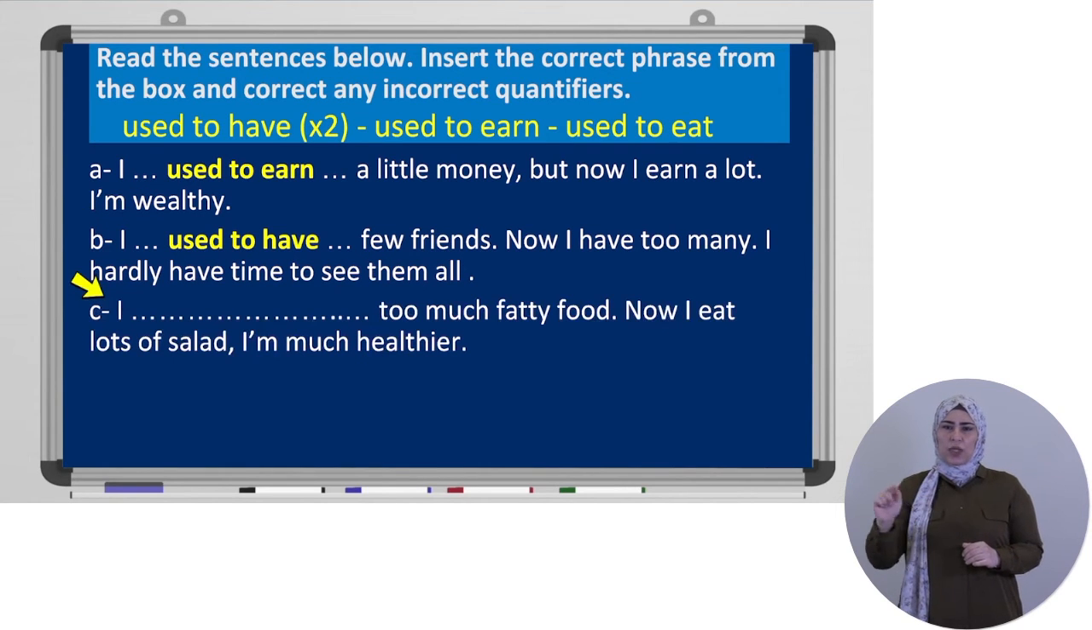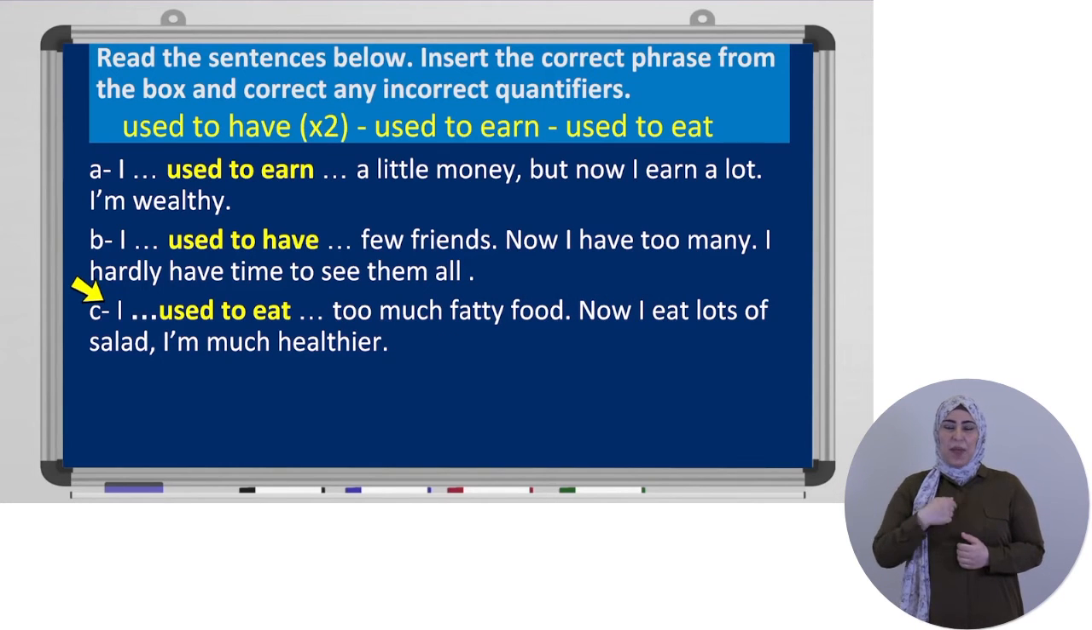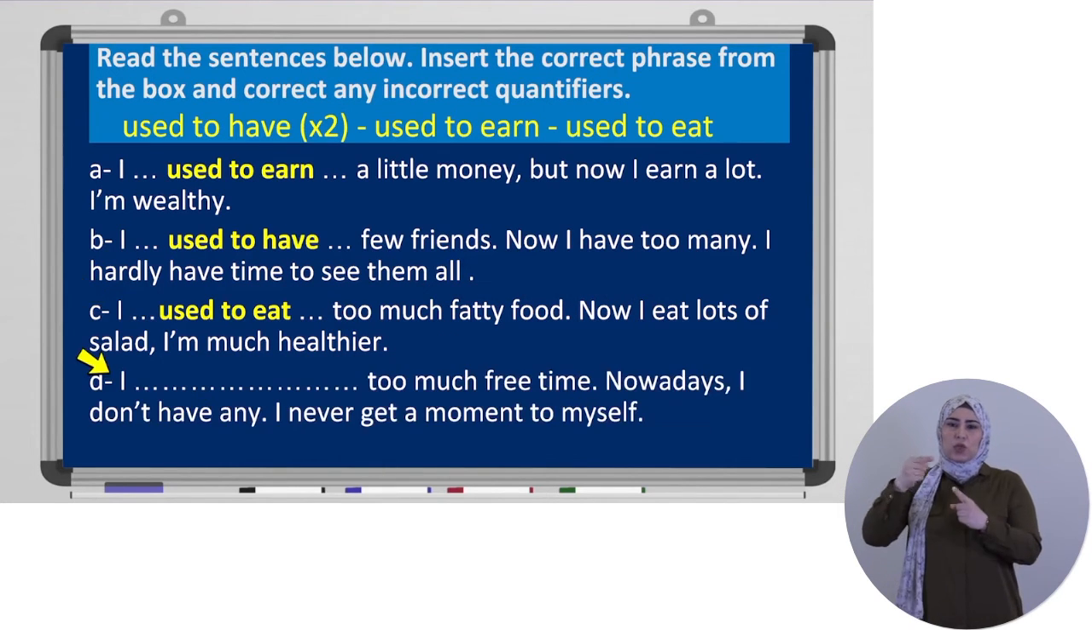I ___ too much fatty food. Now I eat lots of salad. Obviously, now I eat. I'm going to say I used to eat. And the last one here. I ___ too much free time. Nowadays, I don't have any. And obviously, the answer is very, very clear. I used to have.